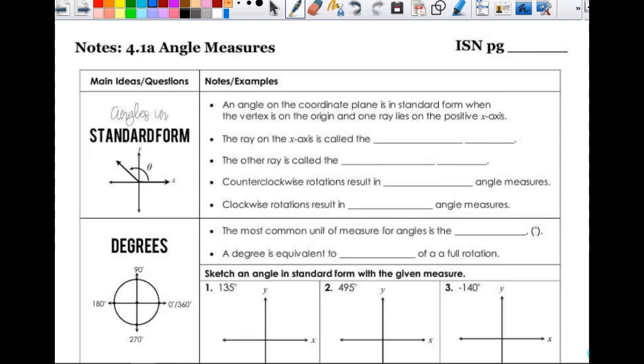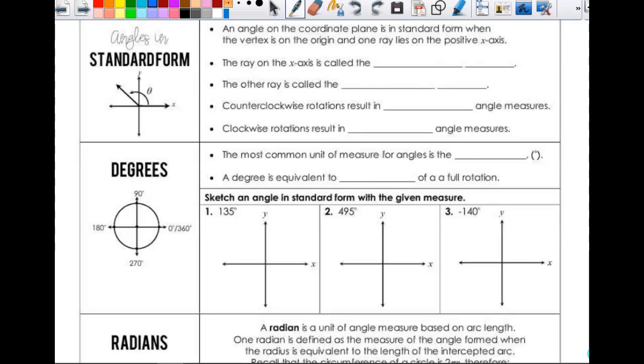If you have an angle on the coordinate plane in standard form, that happens when the vertex is at the origin, right here at the origin, and one ray lies on the positive x-axis. So this is where we start that angle. We start there on the positive x-axis.